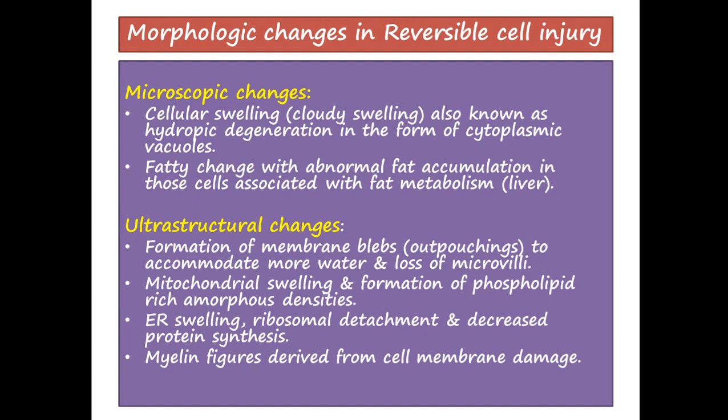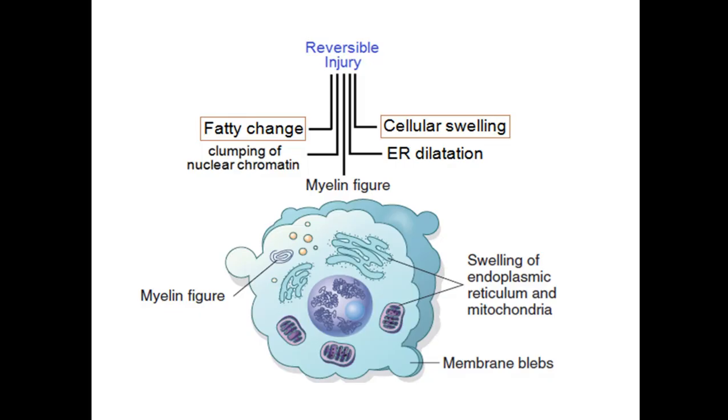The myelin figures, which are derived from the cell membranes and membranes of the organelles, are seen and they present whorled masses of phospholipids, sometimes with calcium there. They are known as myelin figures because they appear like the myelin sheath that we know around the nerves.